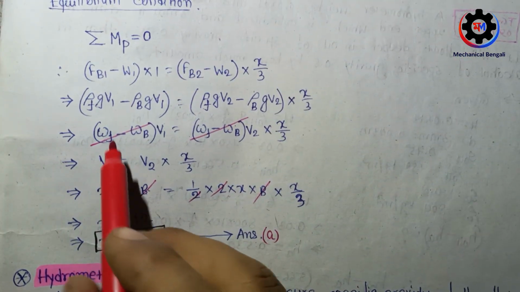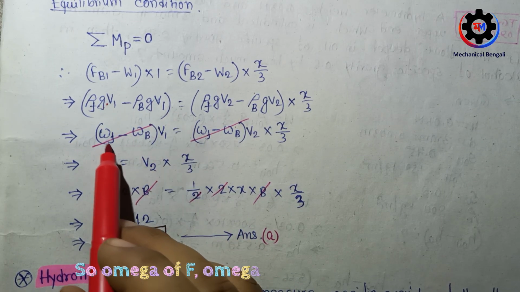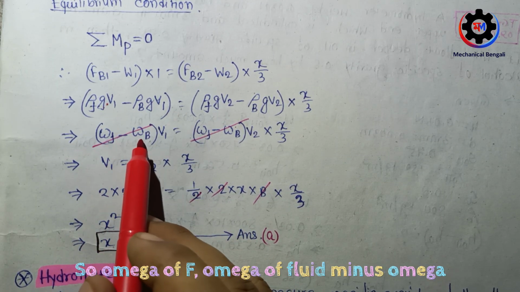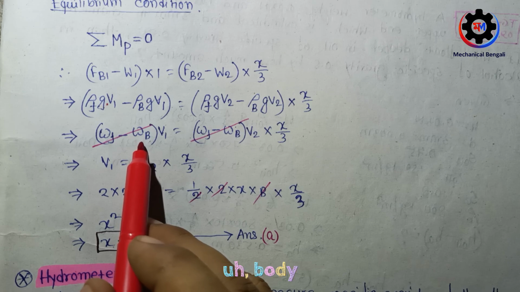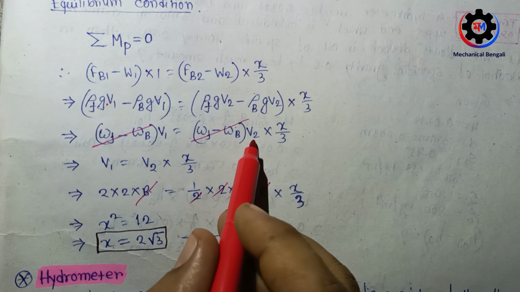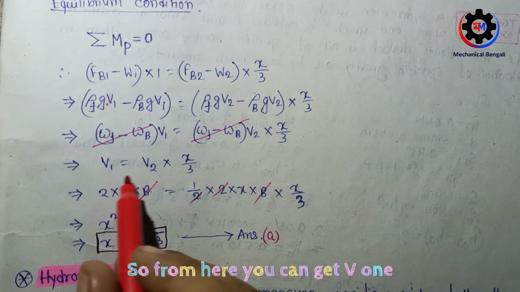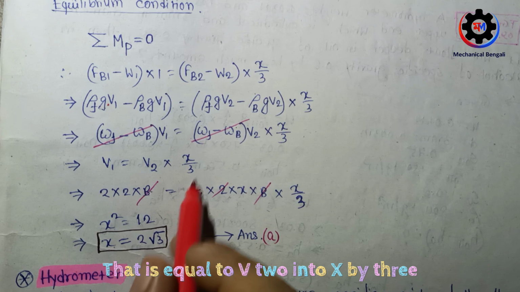So from here, V1 is common from this side, so (omega of fluid minus omega of the body) into V1 is equal to (omega of fluid minus omega of body) into V2 into x by 3. So from here you can get V1 equal to V2 into x by 3.